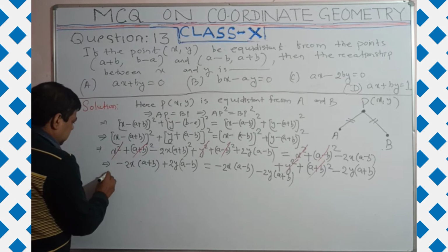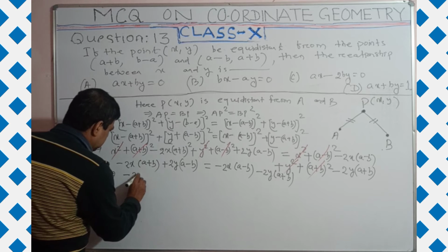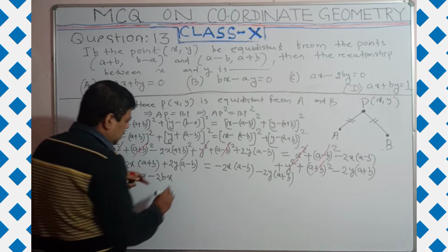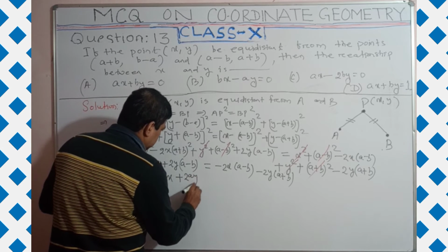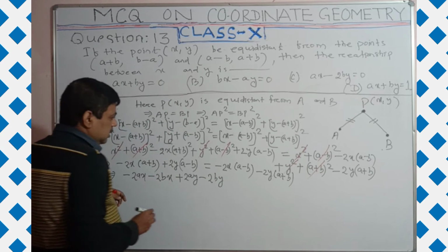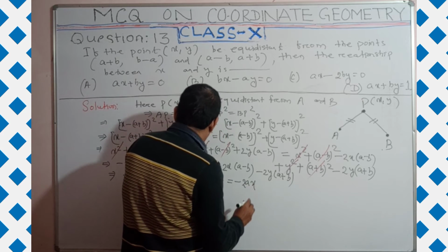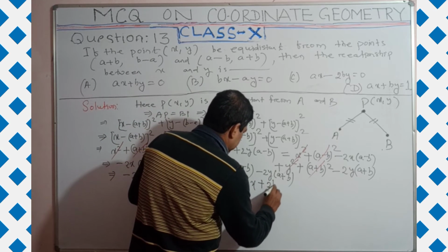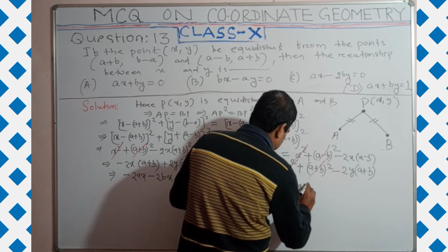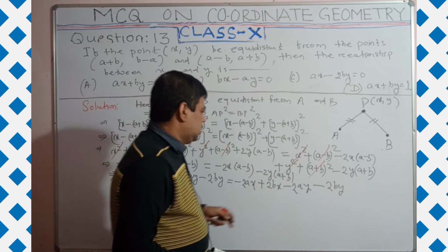Understand? Now let's see. If you remove the brackets also, no problem. Here minus 2x into b is minus 2bx. Similarly, plus 2ay, minus 2y into minus b is plus 2by. Is it clear? Similarly, minus 2x into a is minus 2ax, and minus 2x into minus b is plus 2bx. Understand? Minus 2y into a is minus 2ay, and minus 2y into b is minus 2by.